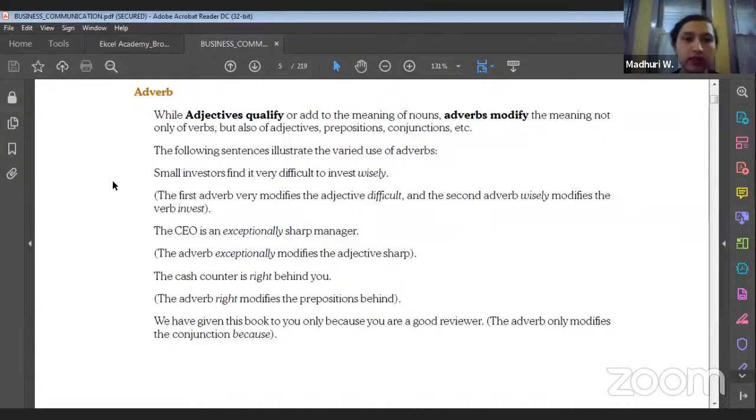So small investors find it very difficult to invest wisely. In this sentence, let's take a look. The first adverb, very, modifies the adjective difficult. How difficult is it? It's very difficult. And the second adverb, wisely, modifies the verb invest. Right? Wisely is modifying the word invest. How are you going to invest it? I'm going to invest it wisely. How do I find it? I find it very difficult, right? So we see that the adverbs very and wisely modify adjectives as well as verbs.